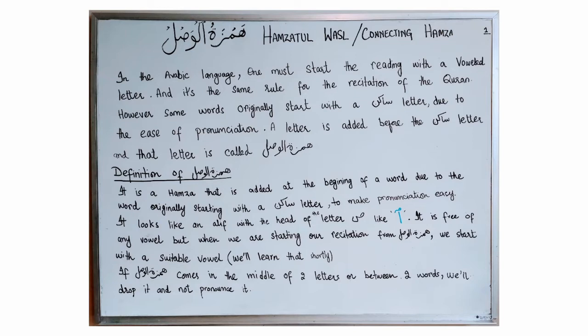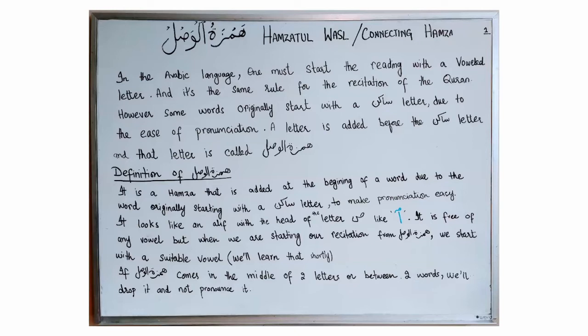Although there are some words that originally start with a sakin letter, due to the ease of pronunciation, an extra letter is added before the sakin letter, and that letter is called Hamzatul Wasl. This Hamzatul Wasl connects the sakin letter, and we give Hamzatul Wasl a proper, suitable vowel, and then we can recite that letter. That makes it easy for us to begin our recitation.